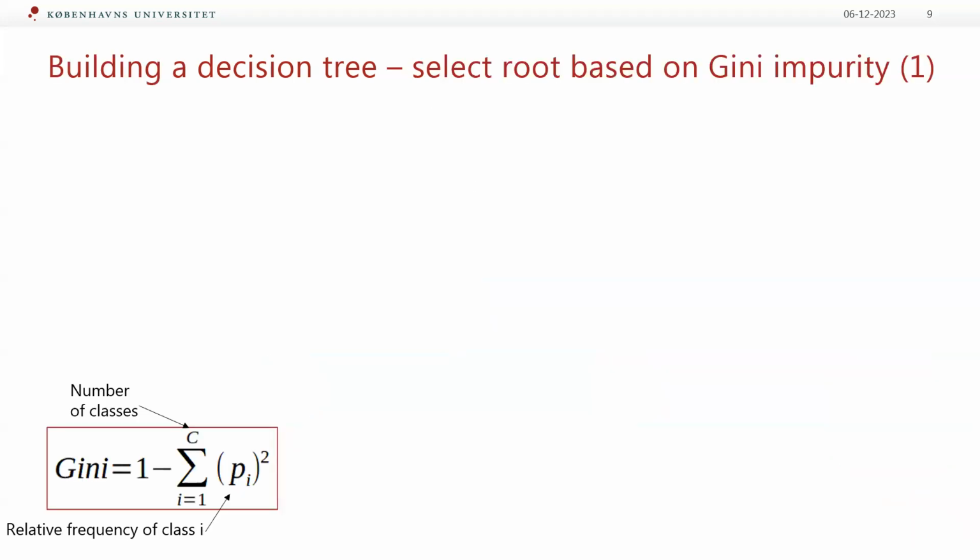And so when building a decision tree, the first thing to do is to select which variable should be used as your root node. And we decide that based on the Gini impurity value, which is defined with this equation down here. And this equation tells us that the Gini impurity is defined as 1 minus the sum of the relative frequency of each class squared.